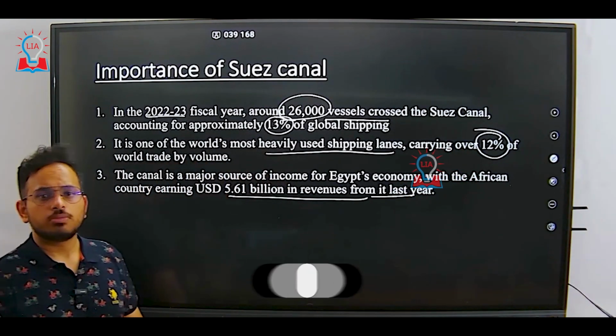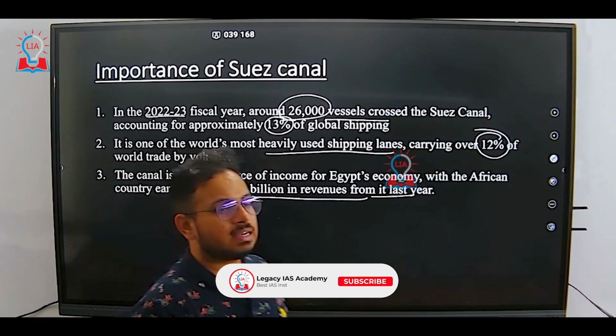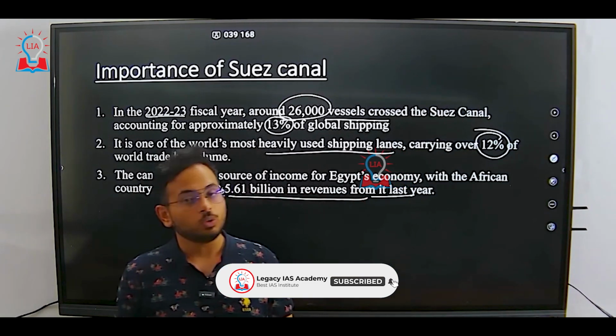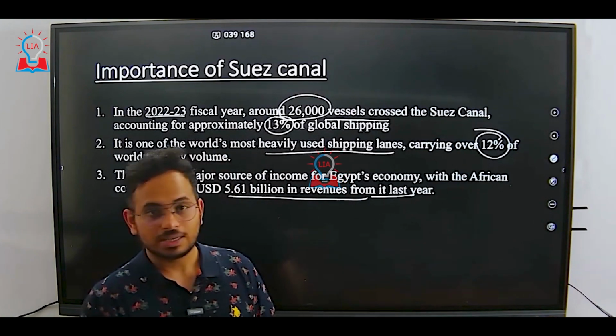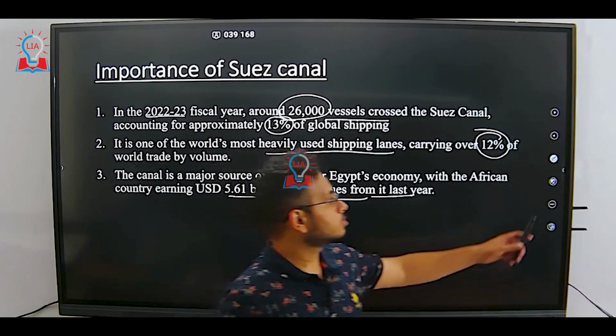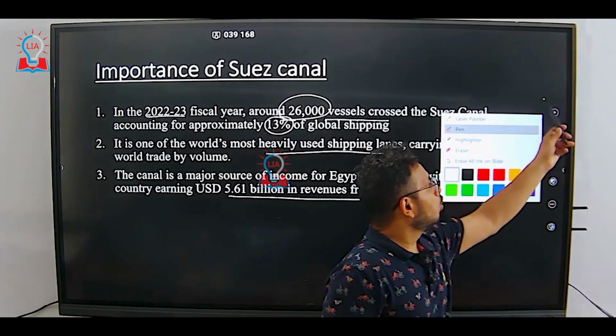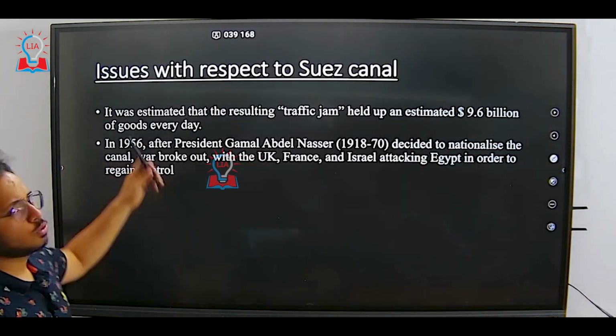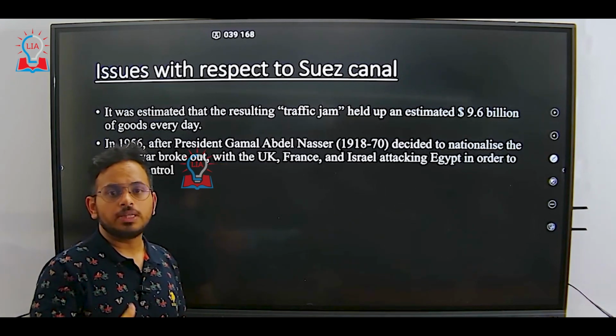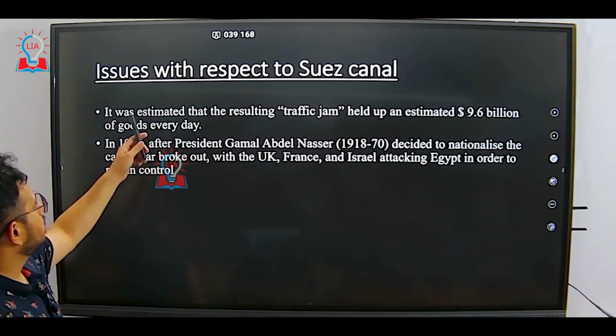So over a period of time from 1869 to 2022, because there's a lot of globalization happening in world politics, the importance of the Suez Canal also grew. Okay, along with this, we also have some issues, some disadvantages. What are the issues with respect to the Suez Canal?